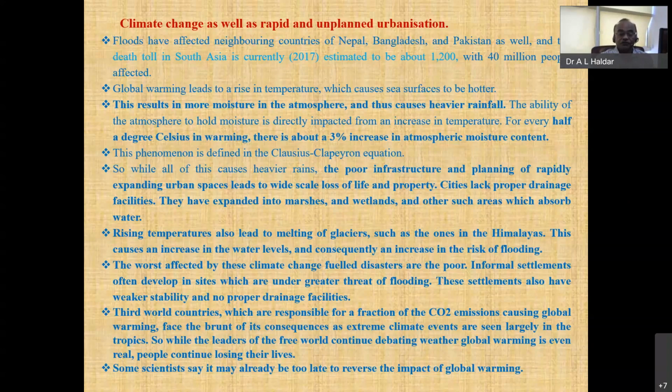Now, by some means, we can reduce the carbon dioxide emission, and there is planning for that. We have to reduce it, or else severe loss will occur, and all the adverse phenomena are going to happen. That is global warming.